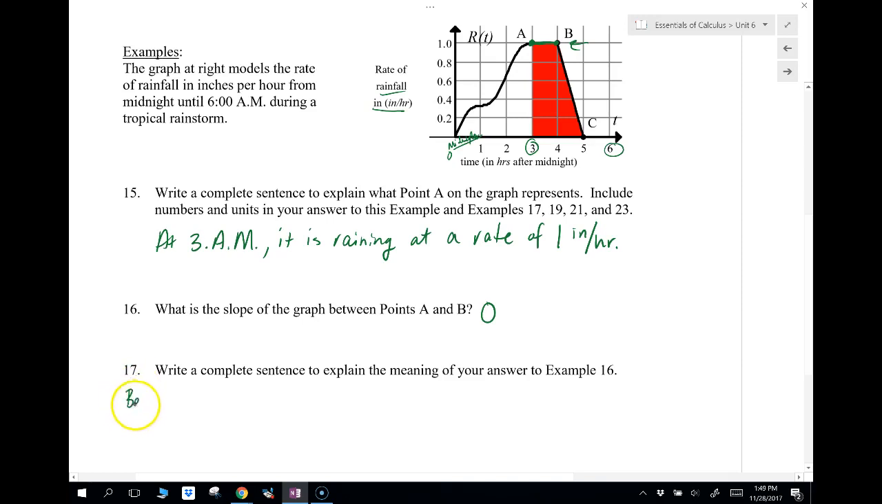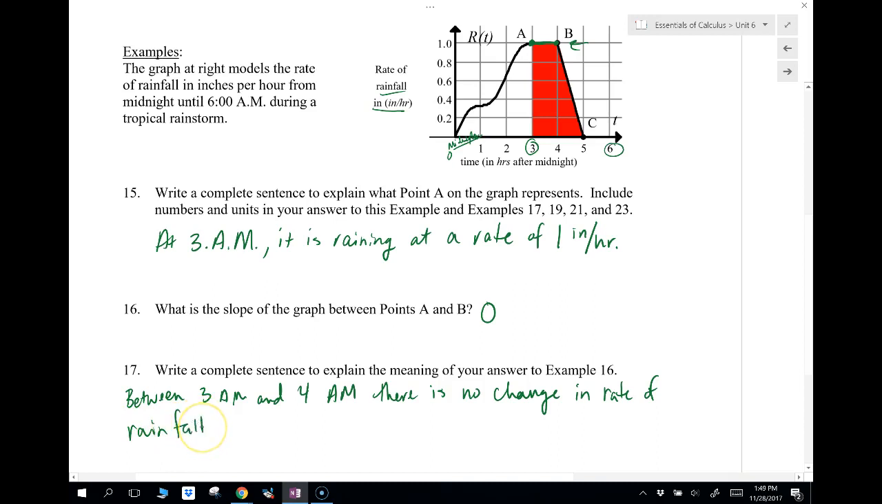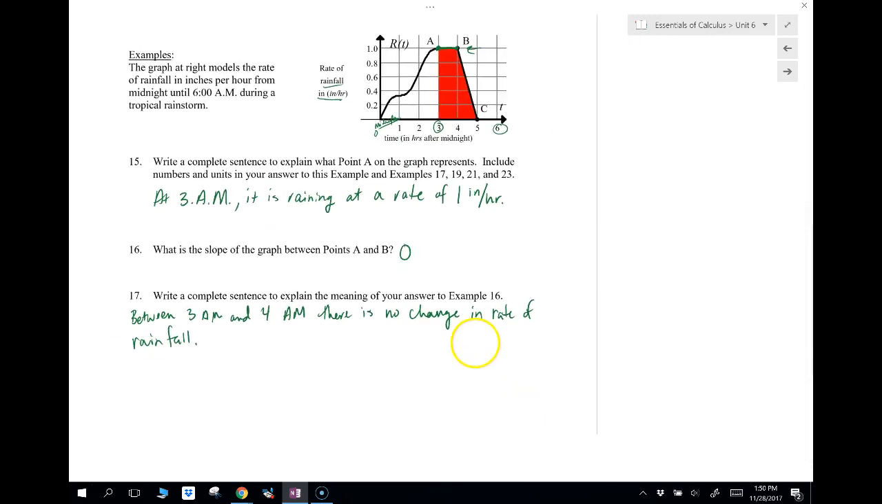So I'm going to say between 3 a.m. and 4 a.m. there is no change in the rate of rainfall. You can also say that the rate of rainfall stays constant at about 1 inch per hour. Okay, I've got to zoom out here, guys. Sorry about that.